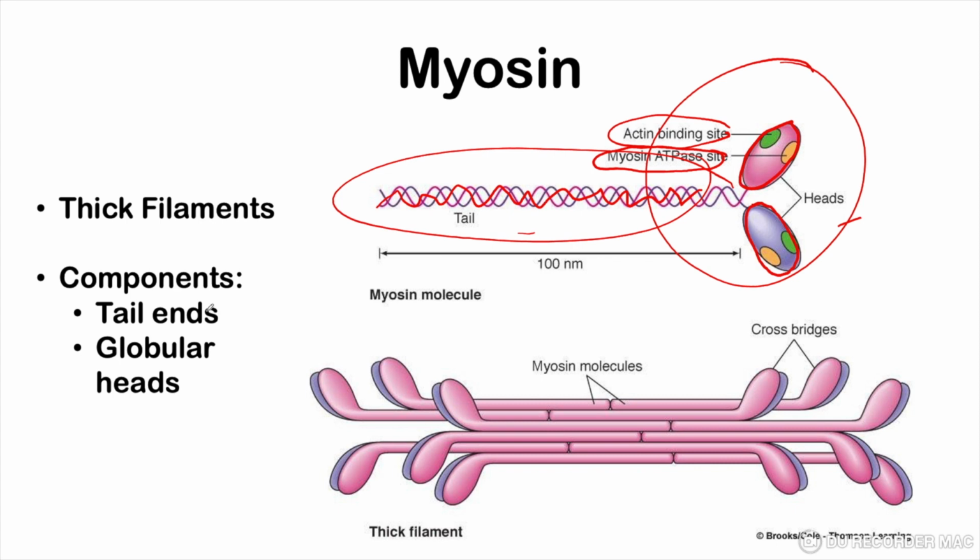Okay, so it has the tail end and the globular heads, and the fashion that it is arranged is that your myosin molecules are attached and oriented at the center filament, so they're attached together, and you have these protruding globular heads that project at one end. So essentially, your globular heads protrude outward at regular intervals. These are your globular heads. So this is how they are arranged together, making up your thick filament.